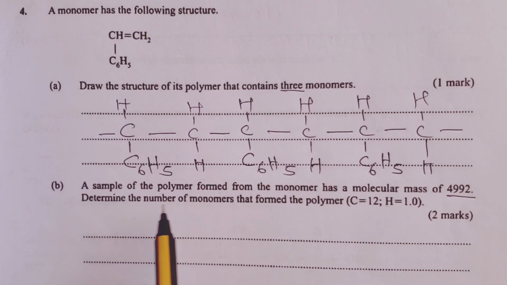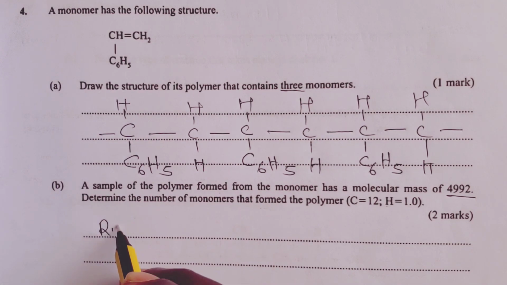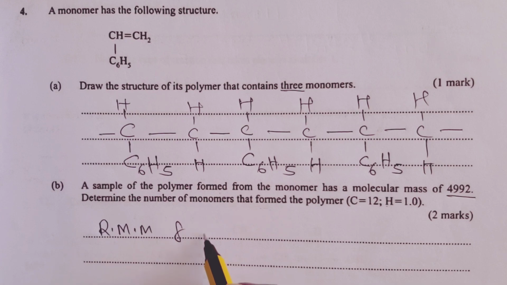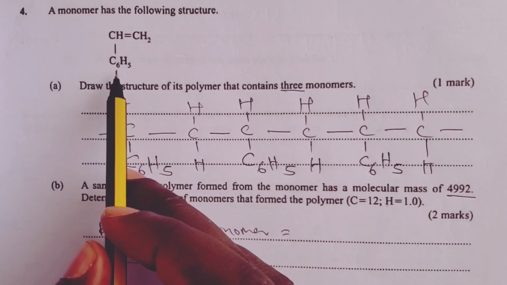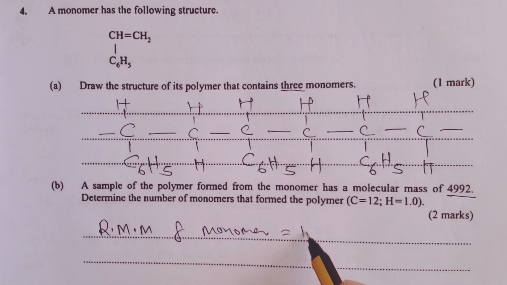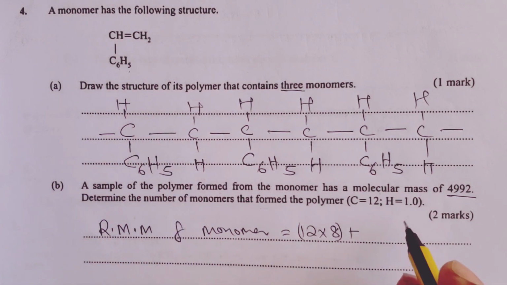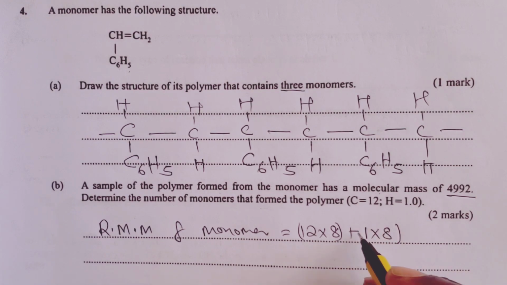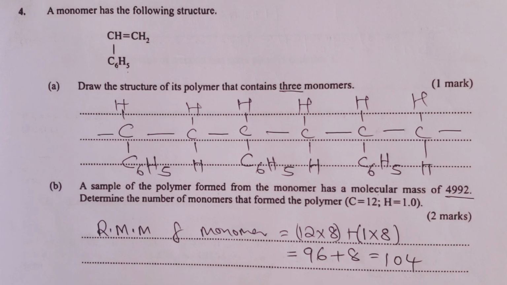For part B, a sample of the polymer formed from the monomer has a molecular mass of 49.92. We were asked to determine the number of monomers that formed the polymer. So here, we would start by calculating the relative molecular mass of the monomer. And you can see the structure here. Carbons are 6, 7, 8, so we would multiply 12 by 8. This we should add to hydrogens. Hydrogens are 5, 6 plus 2, that makes 8, so we multiply 1 by 8. When we add these, we get 96 added to 8, which is 104. This becomes the relative molecular mass for each monomer.